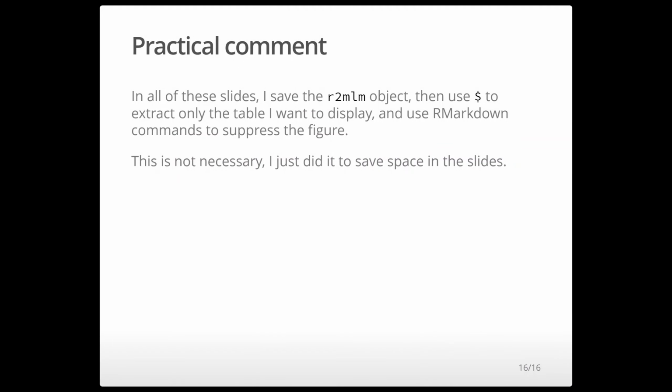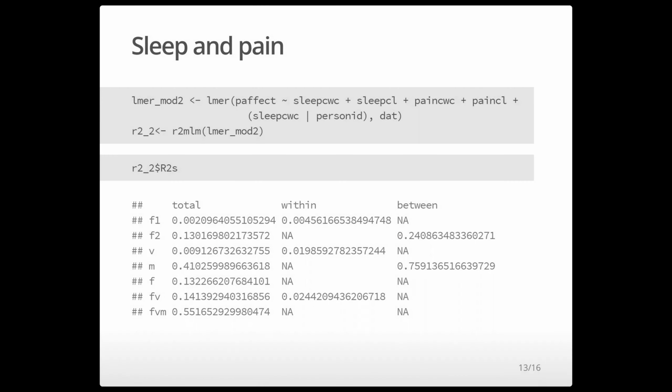So just as a practical note, in all of these slides, you'll note that I've saved an r2mlm object and then used the $ operator to extract the table I want, and I use r markdown to suppress the automatic plot it generates. This is really just something that I did to make the slides more readable. When you're doing this on your own, you can do it however you want. You don't have to save the r2mlm as a separate object or extract the table the way I did, and I'll give you an example.